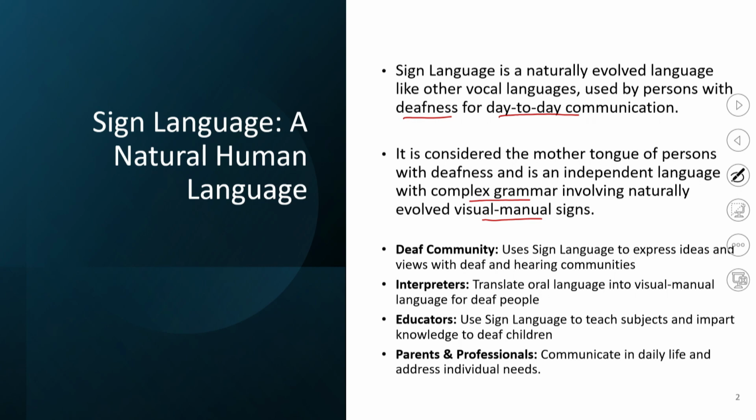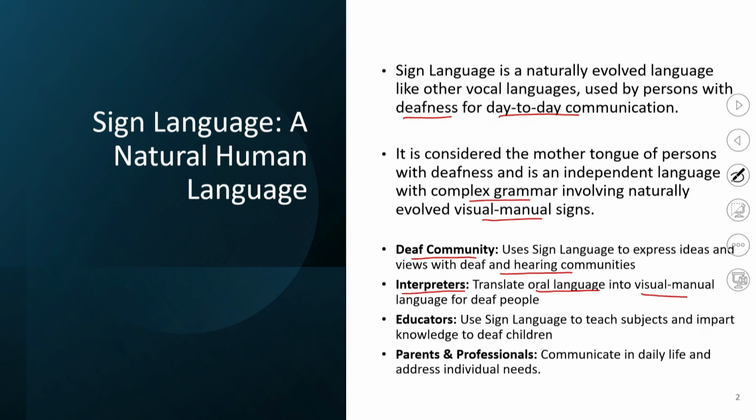Now, let us see who all use this language. So, first of course, is the deaf community. They use sign language to express their ideas and views with deaf as well as hearing communities. That is important because sometimes the communication may take place between the deaf person and the hearing population. Similarly, interpreters sometimes translate the oral language, the vocal language, into visual manual language for deaf people.